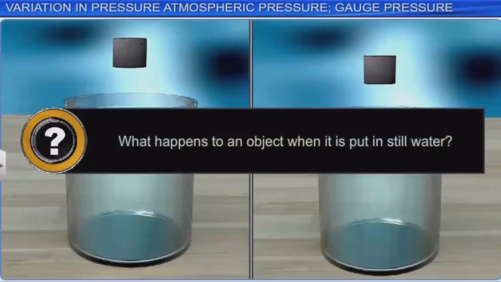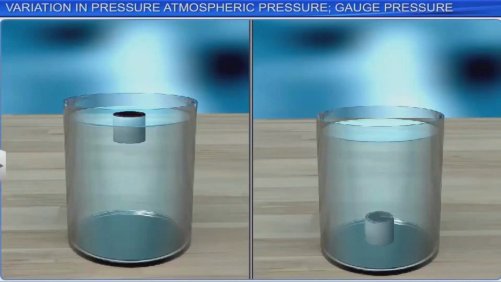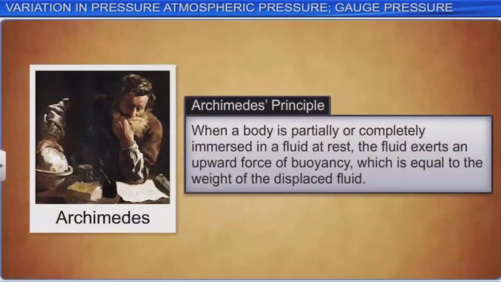What happens to an object when it is put in still water? Will it float or will it sink? We can determine this with the help of Archimedes' principle. Archimedes' principle states that when a body is partially or completely immersed in a fluid at rest, the fluid exerts an upward force of buoyancy, which is equal to the weight of the displaced fluid.